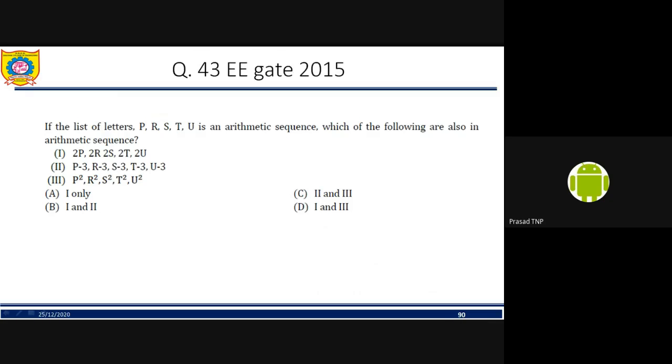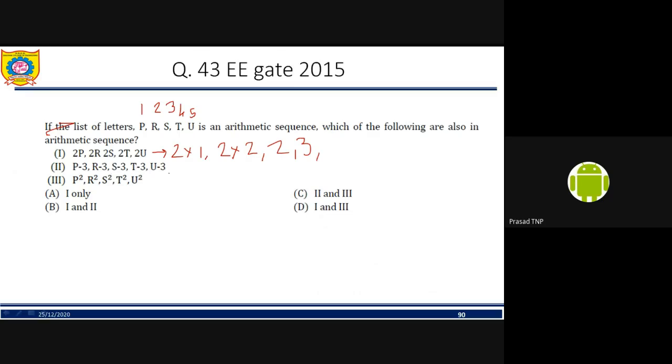Next one: if the list of letters P, R, S, T, U is an arithmetic sequence, which of the following are also in arithmetic sequence? Arithmetic sequence means, let's say, numbers like 1, 2, 3, 4, 5. So in option A, is it an arithmetic sequence? Let us try. It is twice P. So twice into 1, twice into R, and so on. Everywhere 2 is there, so this is also an arithmetic sequence.